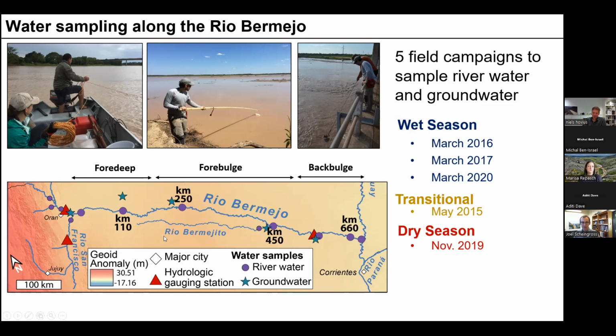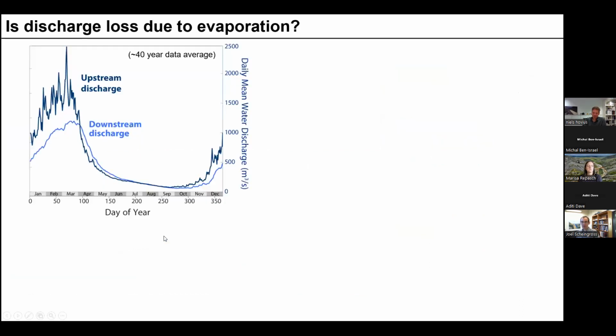So I want to take these samples we've collected, and I first want to ask the question: this discharge loss that we're seeing here, could that be due to evaporation? And the way we're going to test that is by looking at water isotopes. If you're not familiar with water isotopes, I'm going to give you a quick primer on it.